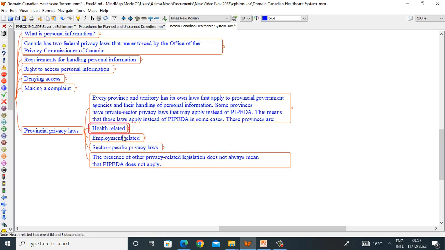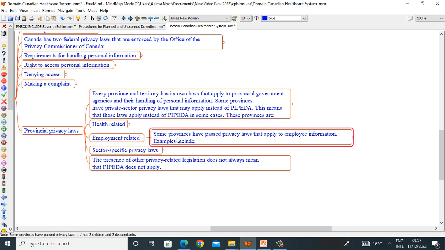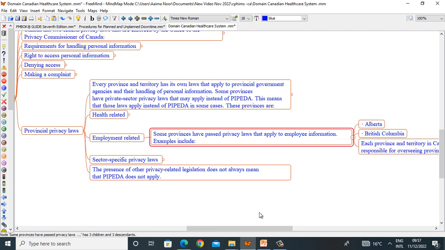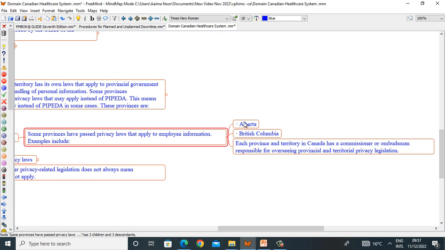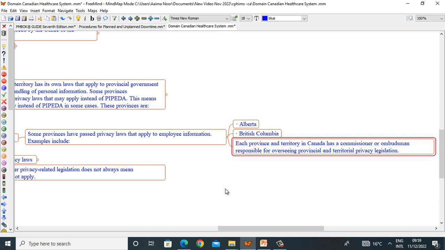Now let's see employment related. Some provinces have passed privacy laws that apply to employee information. Examples include Alberta and British Columbia. Each province and territory in Canada has a commissioner or ombudsman responsible for overseeing provincial and territorial privacy legislation.